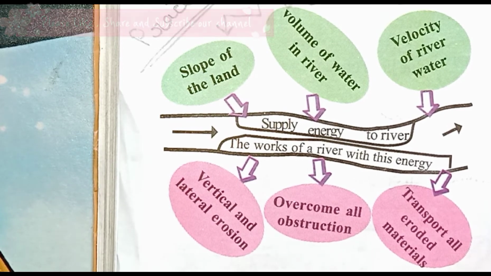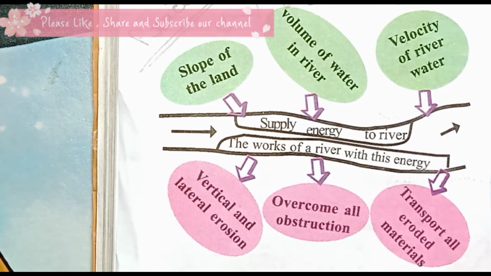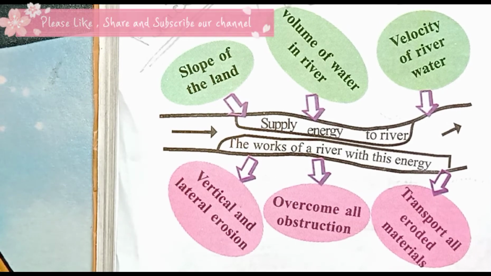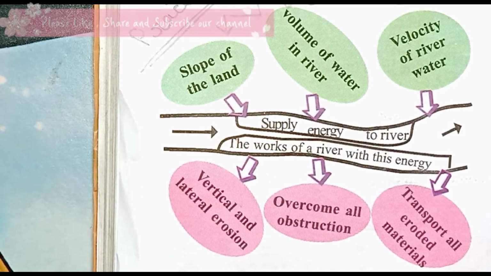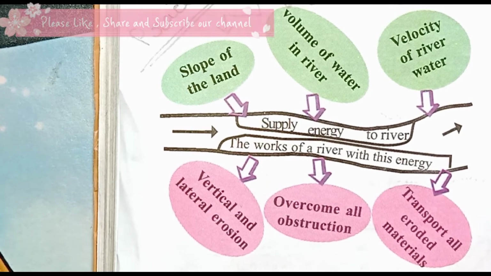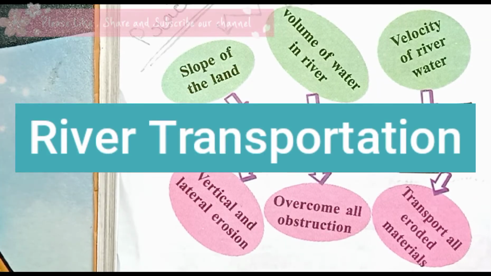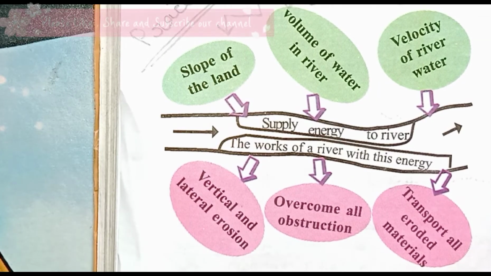It is also very important to know what river transportation is. In river transportation, the washed soil particles, sand particles, pebbles or cobbles, and silt, whatever the river washes away, are carried by the river as it goes from higher land to lower ground. That's why it is called transportation. It is a carrying process. Now let's go to the next step.